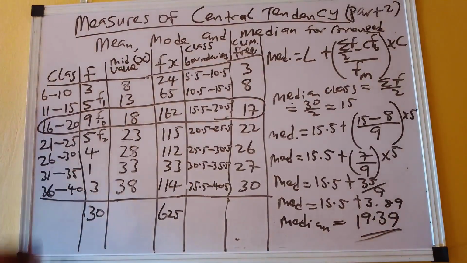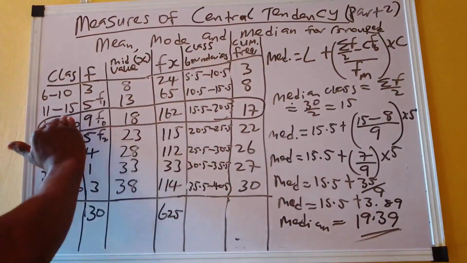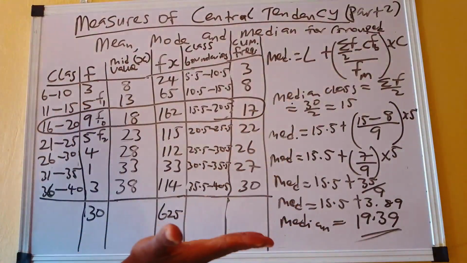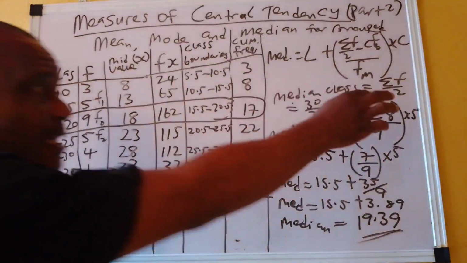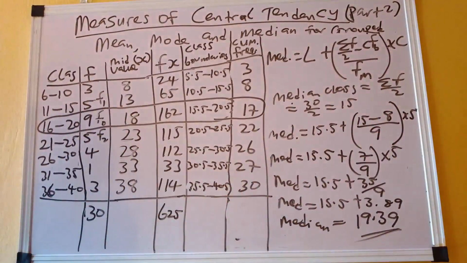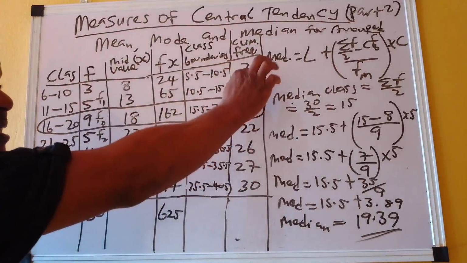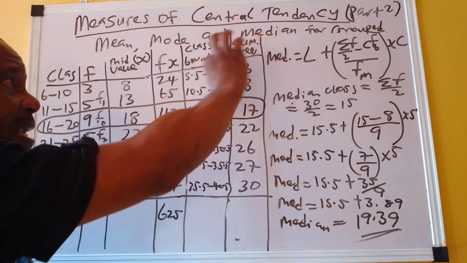So this is how the median is calculated with the help of this formula. The first thing you do is to trace the median class using this summation f over 2, because the median is the middle of this data set. So from the frequency, you use the sum of the frequency divided by 2, then you trace it from the cumulative frequency column where it falls. Anything within that class is there.